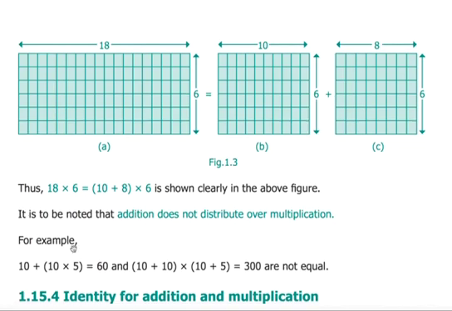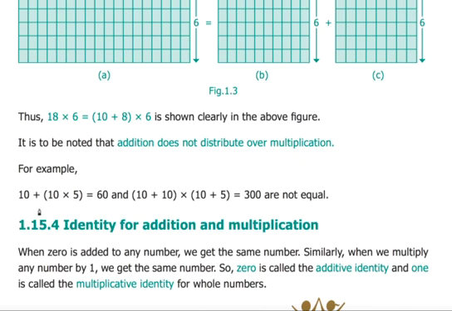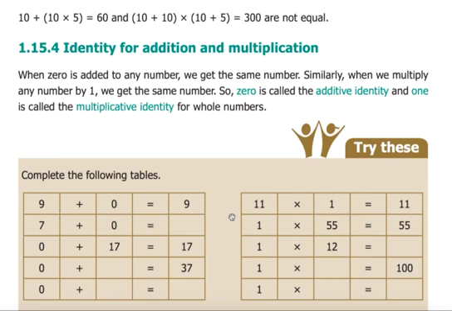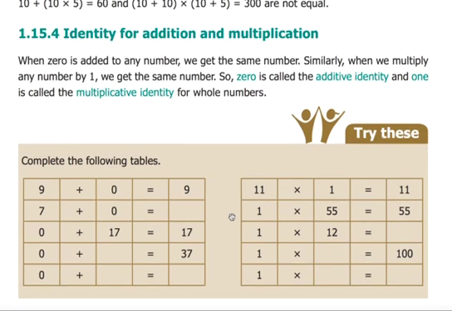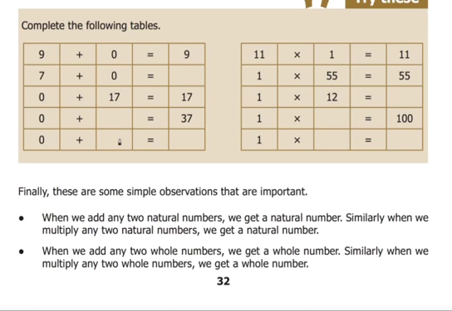It is to be noted that addition does not distribute over multiplication. For example, like this, 10 plus 10 into 10 plus 5, these are not equal. Identity for addition and multiplication: when 0 is added to any number we get the same number. Similarly, when we multiply any number by 1 we get the same number. So 0 is called the additive identity and 1 is called the multiplicative identity for whole numbers. You can proceed further.